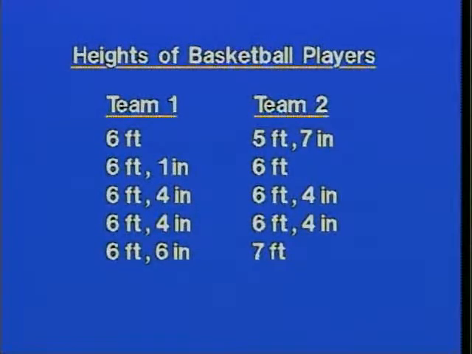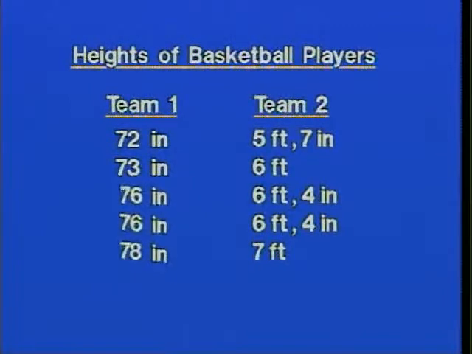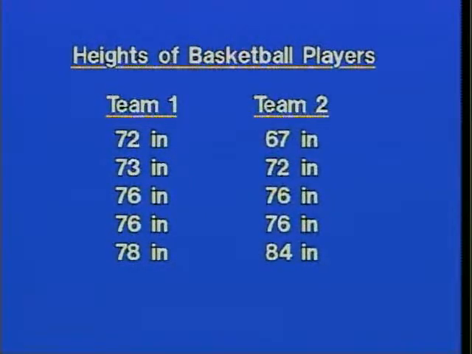To perform the calculations for these measures, let's change our heights into single unit measures. Instead of thinking in terms of feet and inches, let's think in terms of inches only. So the 6-foot player would be 6 times 12, that's 72 inches. 6 feet 1 inch would be 73 inches. And in a similar way, we would change all of the heights on both teams into inches only. That will allow us to look at the data sets a little bit more clearly.